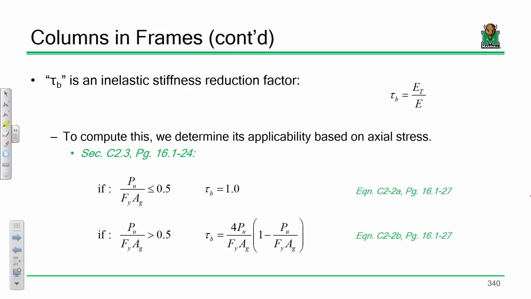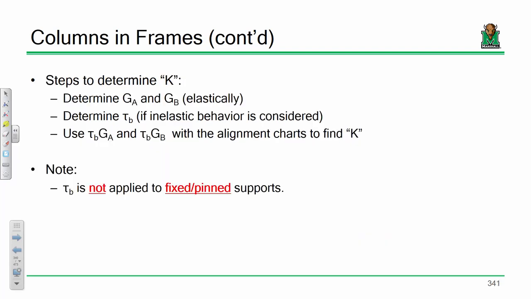Just to keep everybody's brains turned on, we very, very rarely would ever use the top expression, because that would mean that the column is seeing less than 50% of its yield load. And if that's the case, that column is probably way over-designed and can probably be a lot more efficient. I mean, that would be a column that's super huge and only seeing very little load. So we very rarely would take tau to be 1. Almost never. Everybody okay with this? All right, if it's a little fuzzy, don't worry. We'll practice this.